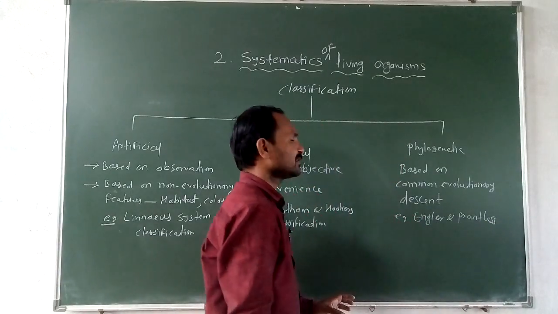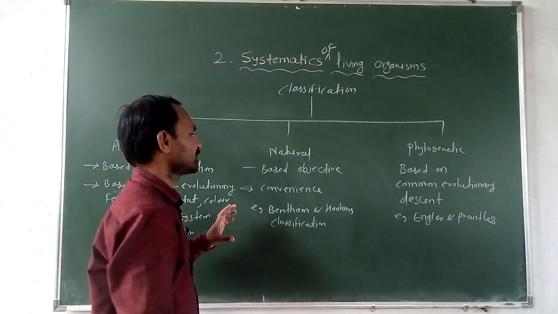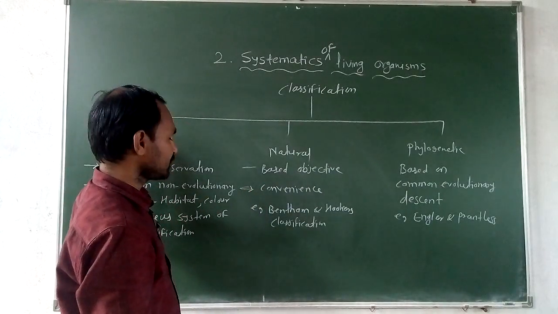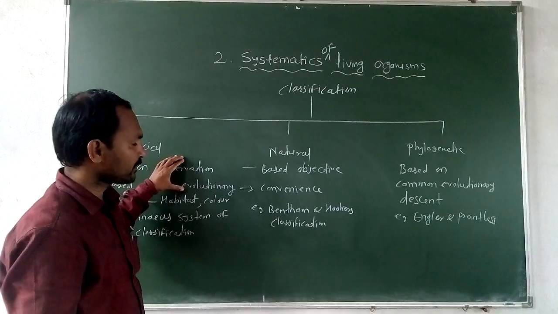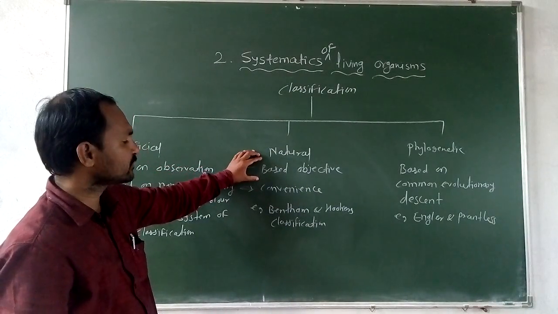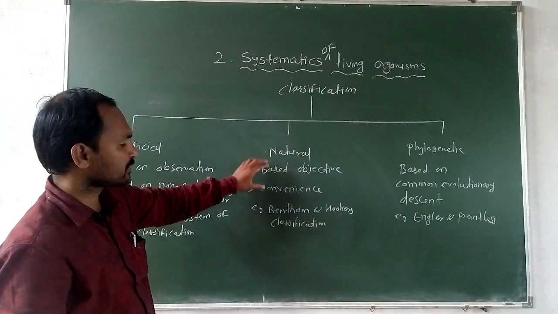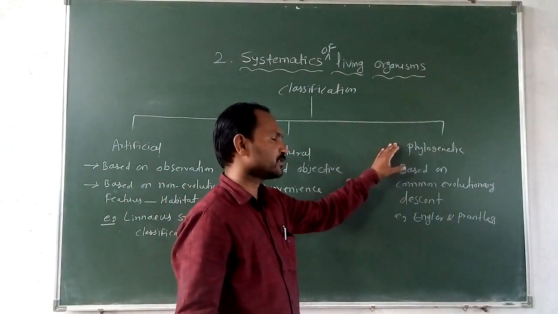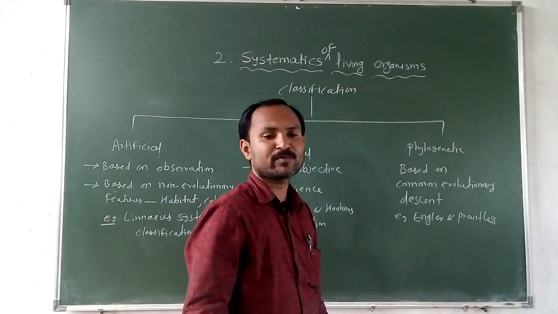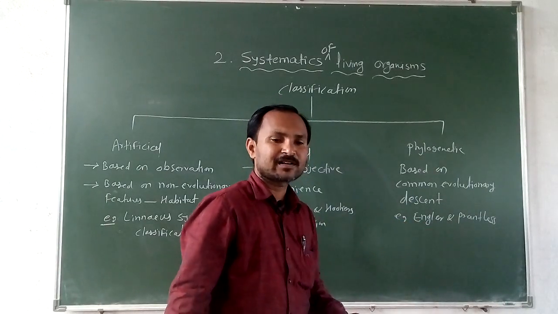These are the three types of classification. Just remember two points. What is the meaning of artificial classification? On what basis does it classify organisms? Second, natural classification is based on objective study of organisms. Who coined this natural classification? Bentham and Hooker. Phylogenetic classification was coined by the Engler and Prantl system of classification. This is about classification.